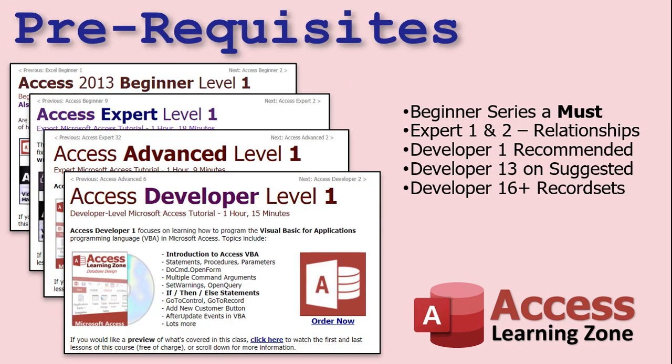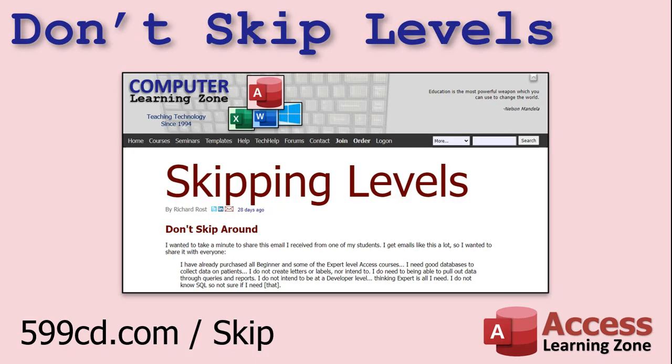Of course, this is the 32nd level of the Access Developer series. First comes Beginner, Expert, Advanced, and then, of course, Developer 1 through 31. I recommend you take all those classes before taking this one. I strongly recommend you don't skip levels. There's lots of stuff that's covered in those extra levels, even if you think you don't need them. So I got a whole page on not skipping levels.